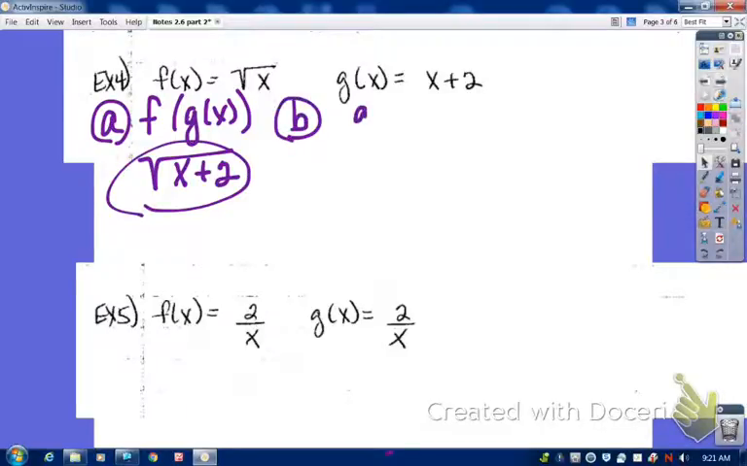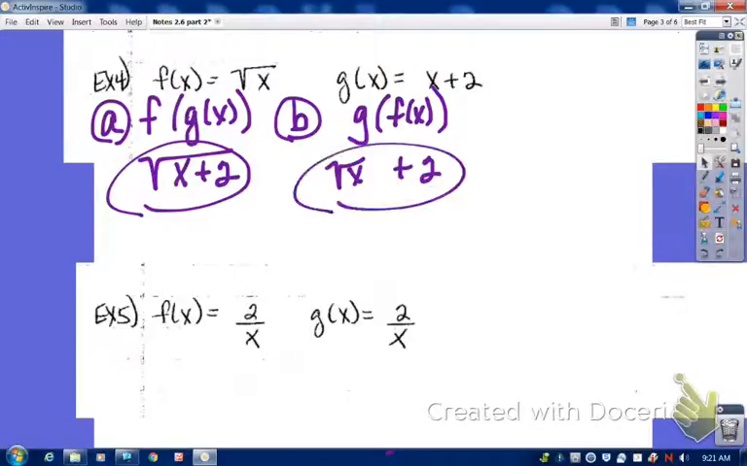Now we're going to swap that around. We're going to do g composite f of x. So this time that means we're taking f of x, which is the square root of x, and we're putting that into every x we see in our g of x. So what would that look like? The square root of x all by its little lonesome self, and then plus 2.